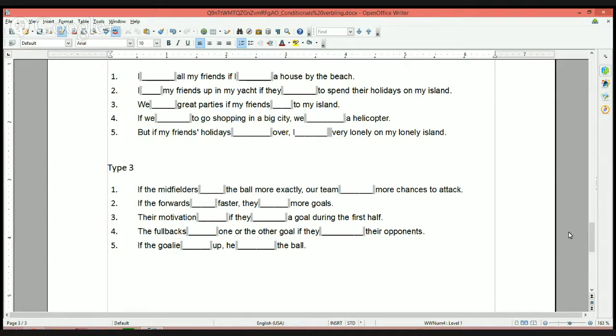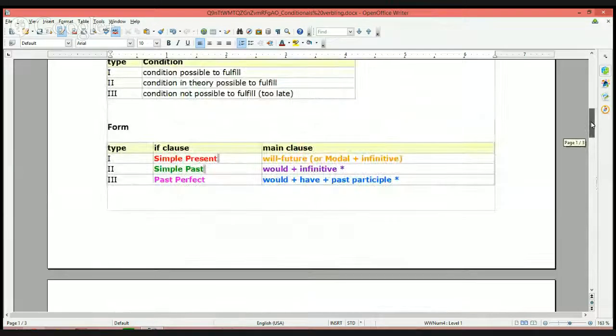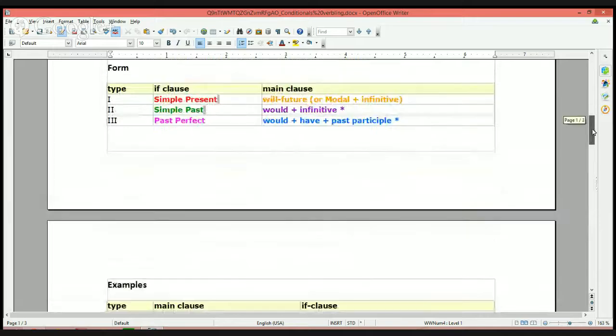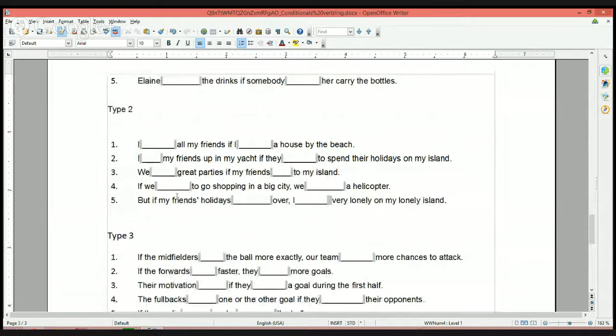All right, so let's check above where we have our little chart. Simple past for the if clause, would plus infinitive for the main clause. So let's look at this again. The if clause, simple past. Yeah, if my friends' holidays were over, I would be very lonely on my island. So would plus infinitive for the last one. Yeah, that's kind of tricky with the verb to be because it's so irregular.